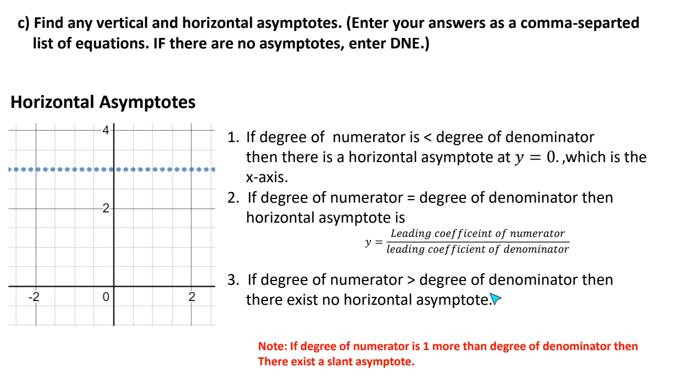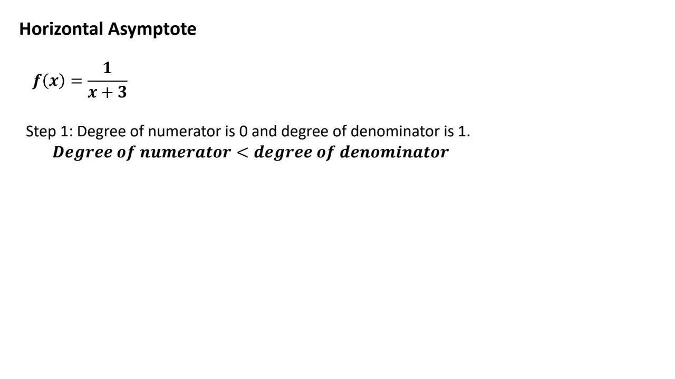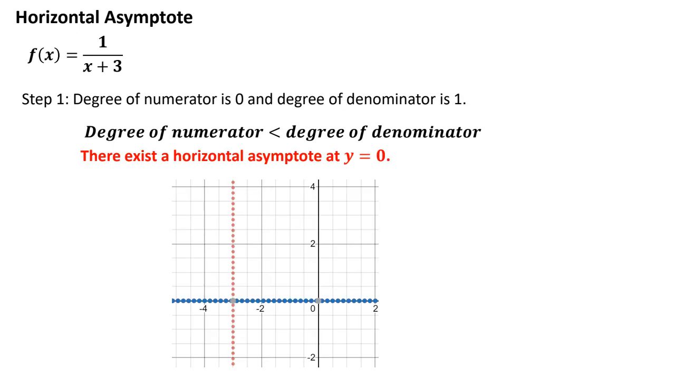The third case is when the degree of the numerator is greater than the degree of the denominator. If that happens, then there's no horizontal asymptote. But if the degree of the numerator is 1 more than the degree of the denominator, then it does have a slant asymptote. For this problem, we check the degree. The degree of the numerator is 0 and the degree of the denominator is 1, so the degree of the numerator is less than the degree of the denominator. The horizontal asymptote would be at y equals 0, which is the x-axis.